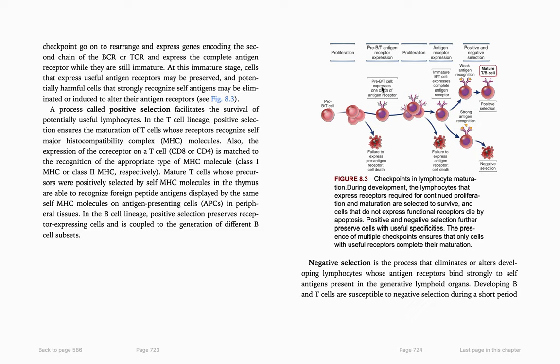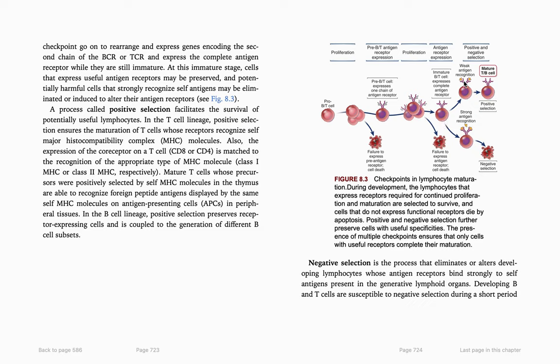The pre-B cell expresses one chain of the antigen receptor. Failure to express the pre-antigen receptor causes death. Those which fail to express the antigen receptor also die. Then, with antigen receptor expression, the immature cell expresses a complete antigen receptor.